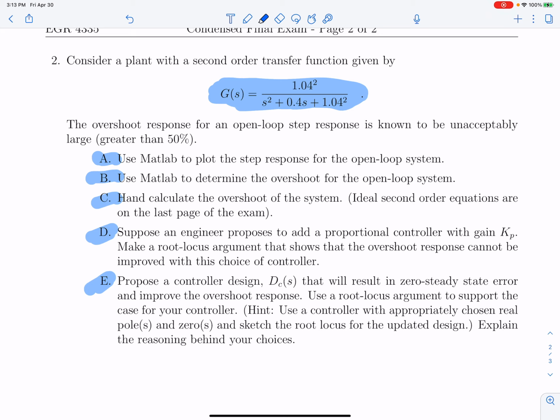And what's important is to explain the reasoning behind your choices. So that's it. That's what I want you to work on. Hopefully these hints will help you.